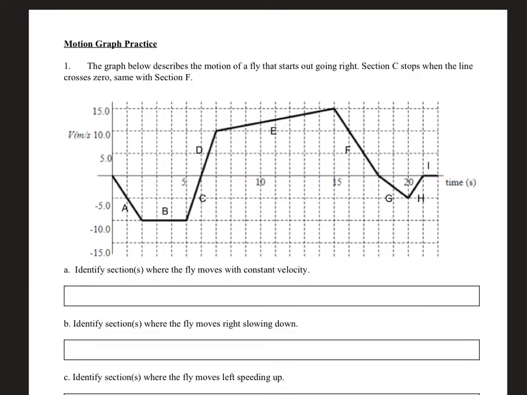So now let's get to our problems. And I apologize in advance, I have no idea how long this video is going to be. We're just going to make it work. So number 1, the graph below describes the motion of a fly that starts out going right.